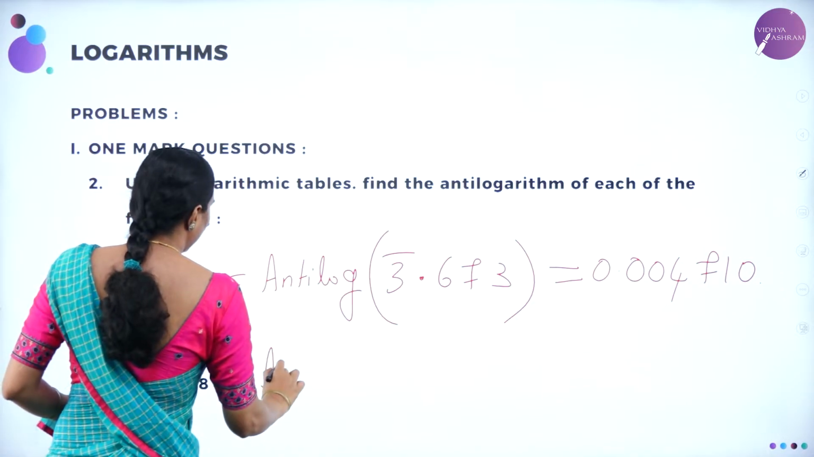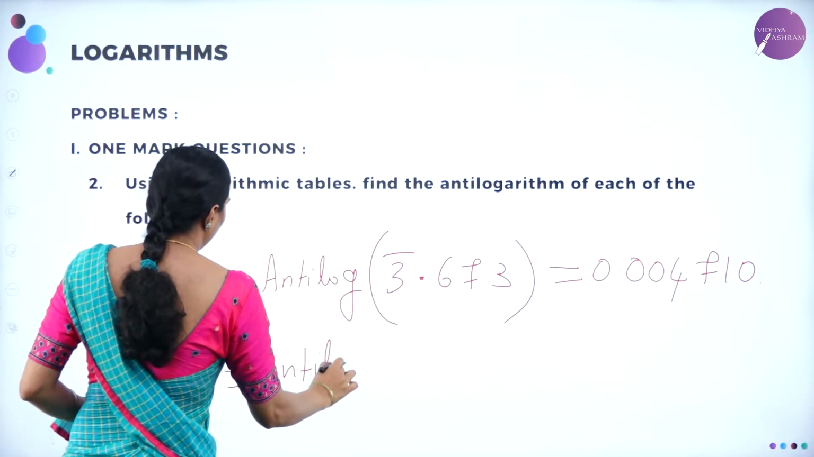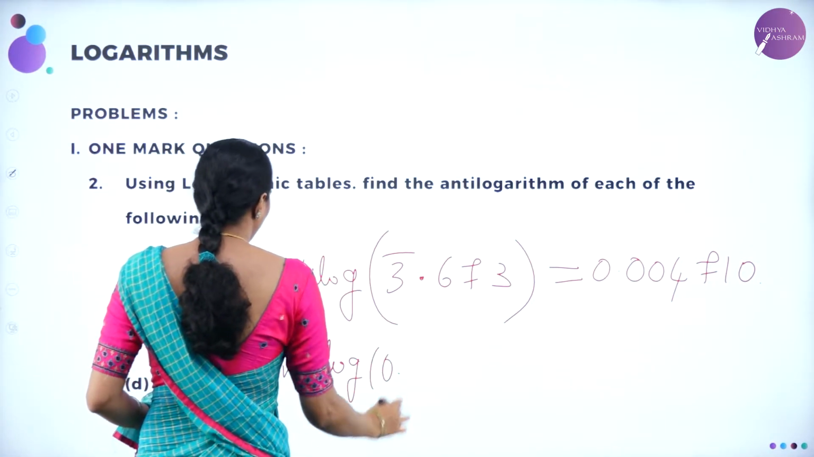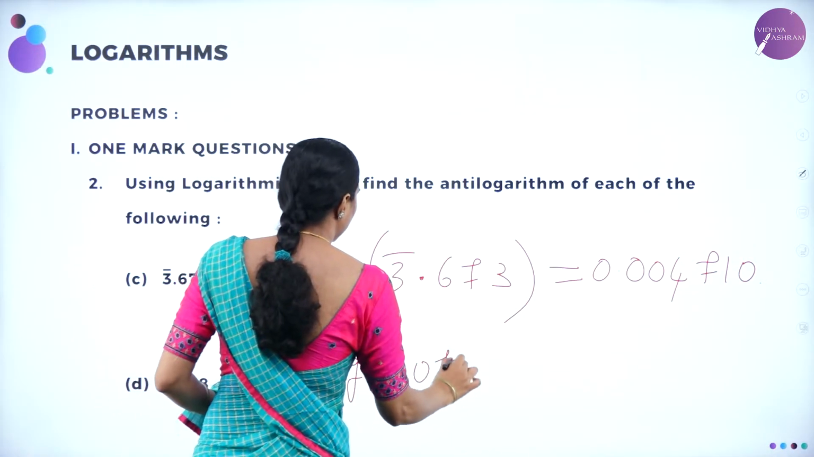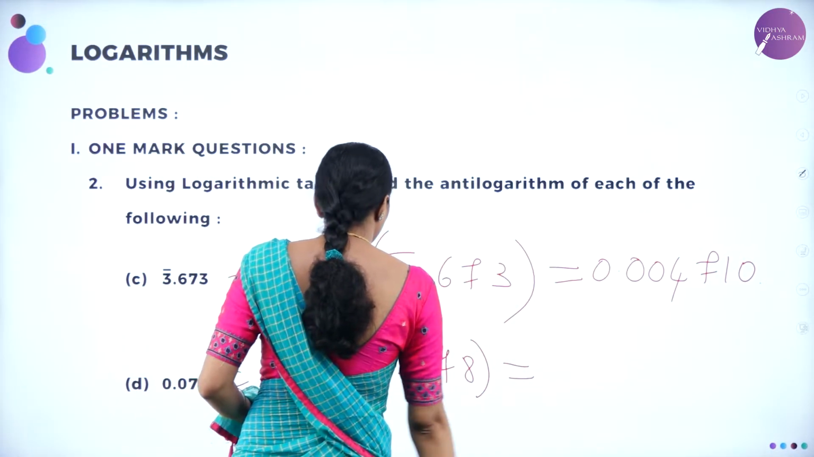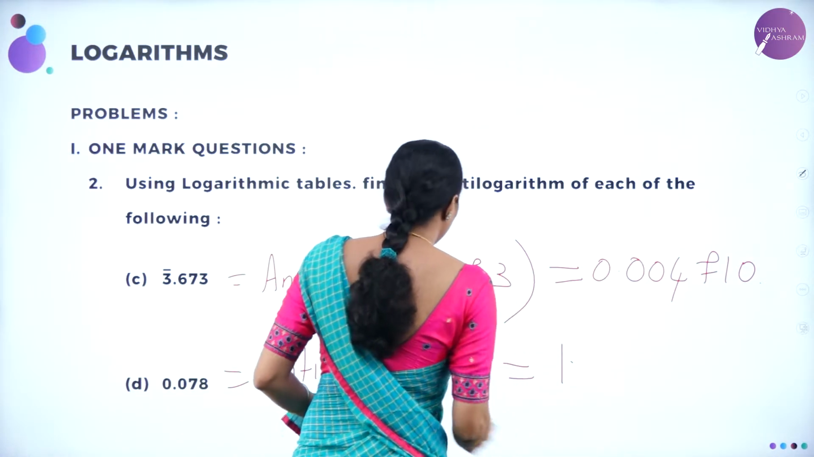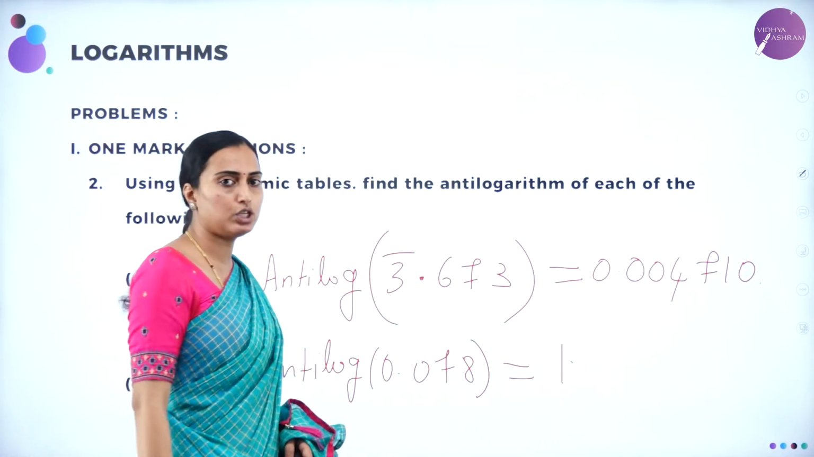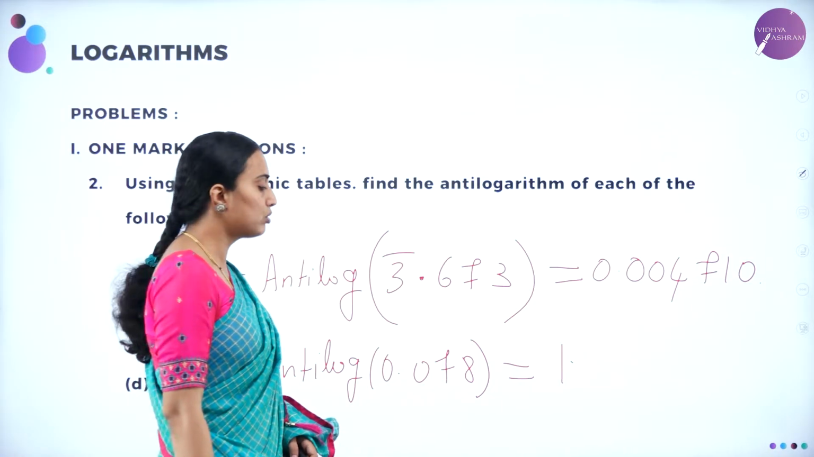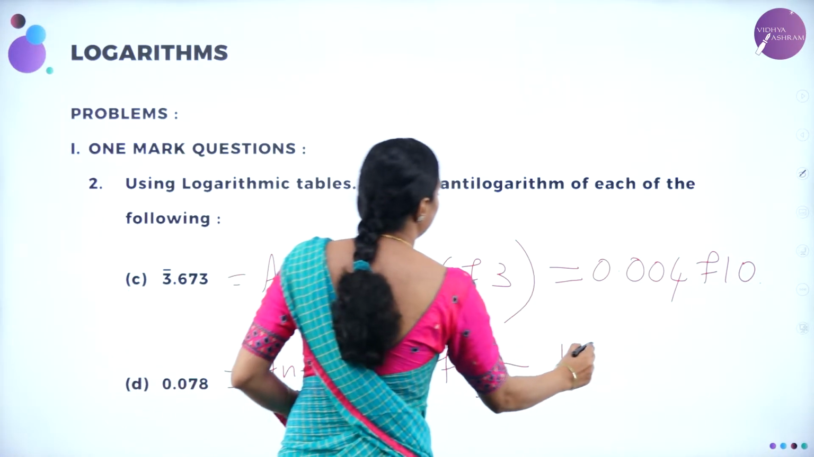Similarly, the anti-log of 0.078. What is 0.0? You know already 0.0 is nothing but 1, correct? So after adding that 1 0, you are going to get it as 1.197.